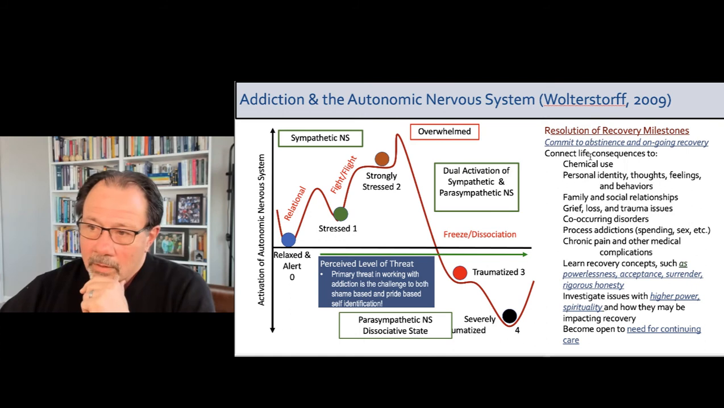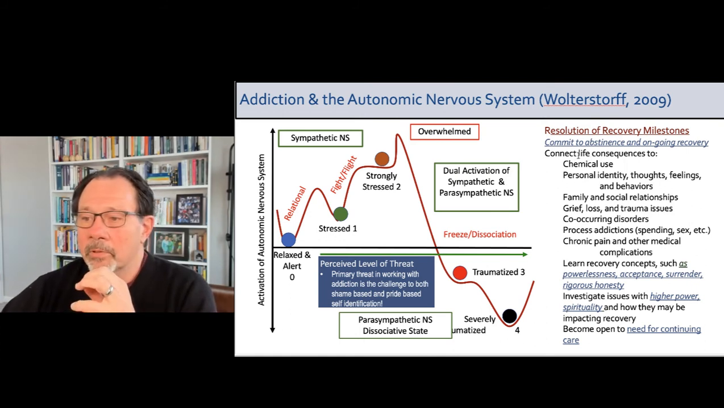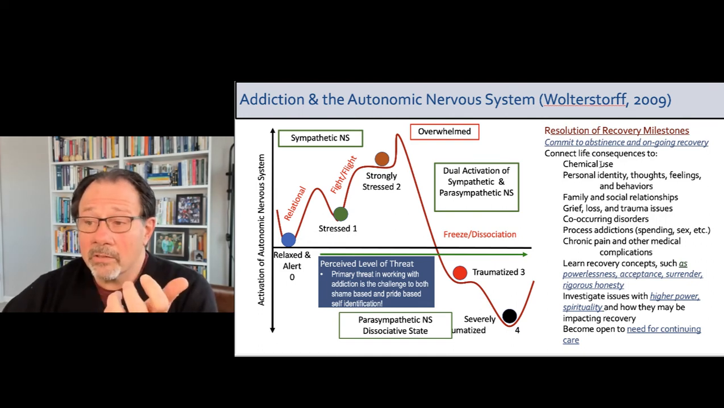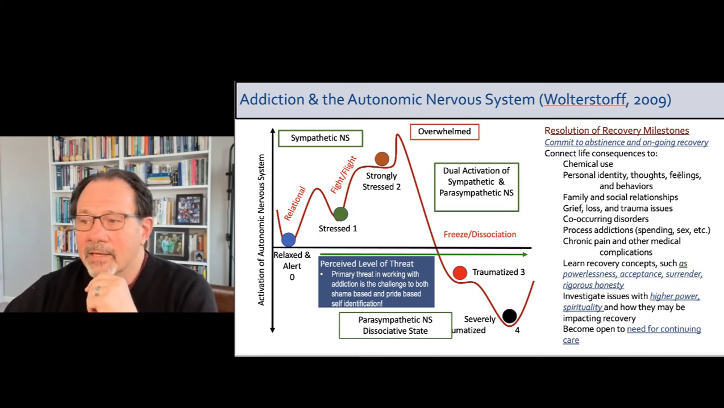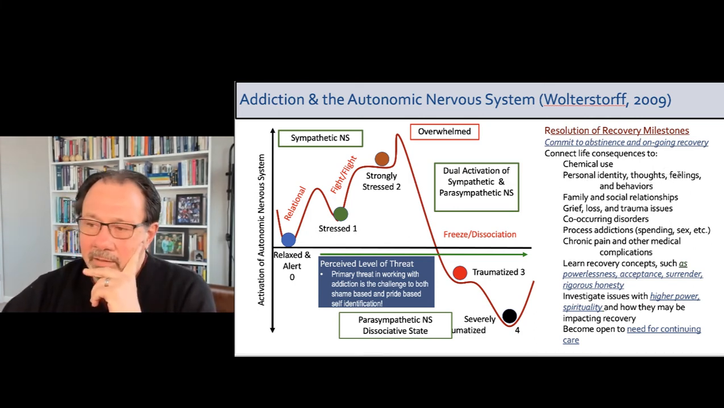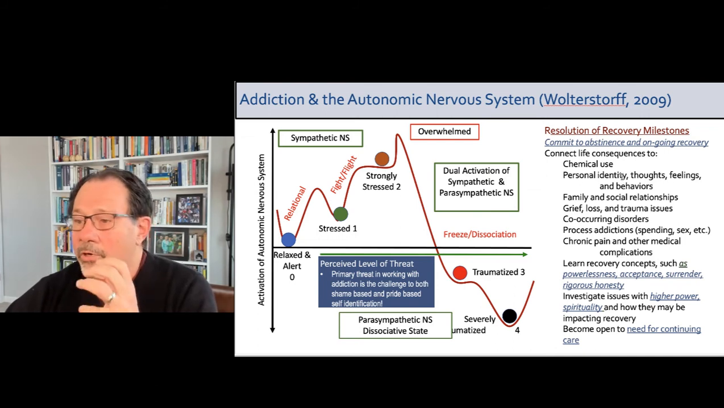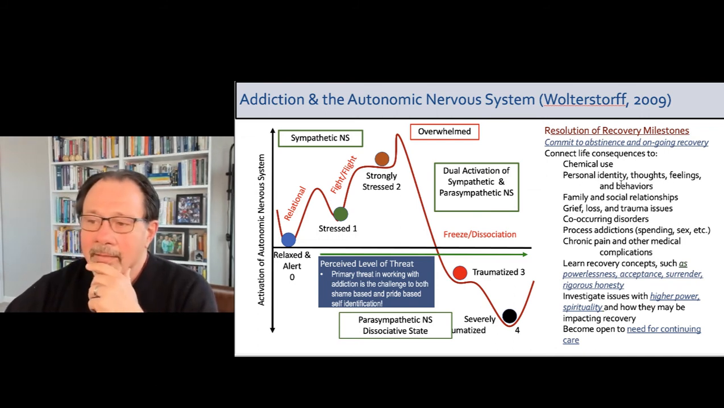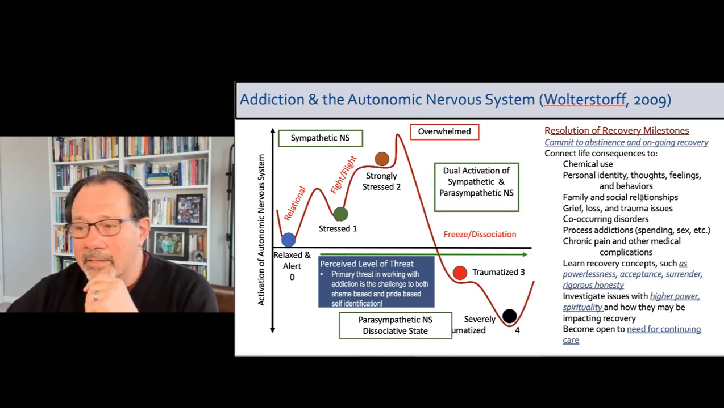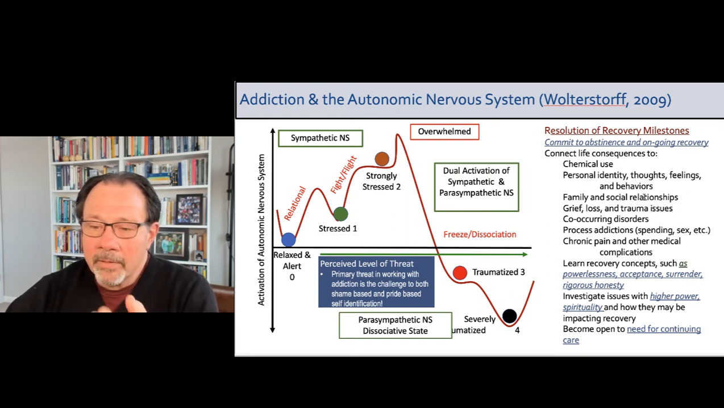And so as clients begin to put the connection between their life consequences and their chemical use, who they now see themselves as, recurrent thoughts and feelings and behaviors that are associated with the use of drugs or alcohol, or their procurement of drugs or alcohol, the things that create these consequences in their lives, the things that they've said to you as family members, things that have happened in social relationships.